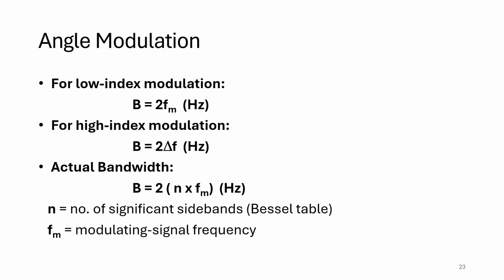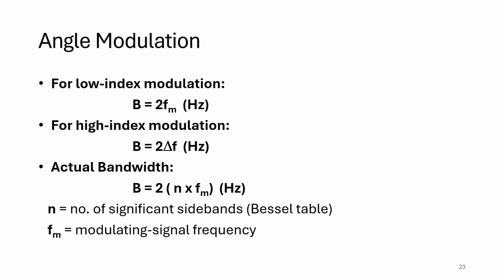Okay, so from the Bessel function table, it can be seen that with low index angle modulation, most of the signal information is carried by the first set of sidebands, and the minimum bandwidth is twice the frequency of the modulating signal. So for low index modulation, bandwidth is 2 times fm. For high index, bandwidth is equal to 2 times the frequency deviation.